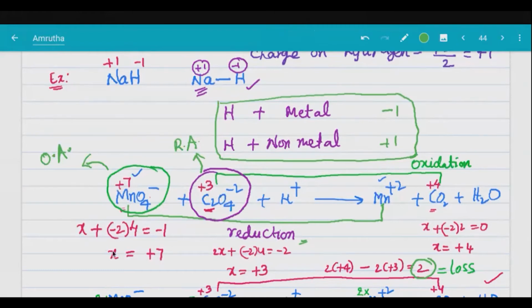Sir, how do we find out? See, if it undergoes reduction, it is the oxidizing agent. If it undergoes oxidation, it is the reducing agent. MnO4 minus itself is undergoing reduction, so it is the oxidizing agent. C2O4 minus 2 itself is undergoing oxidation, so opposite, it is the reducing agent.